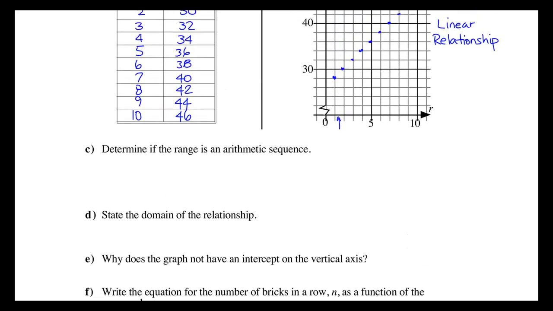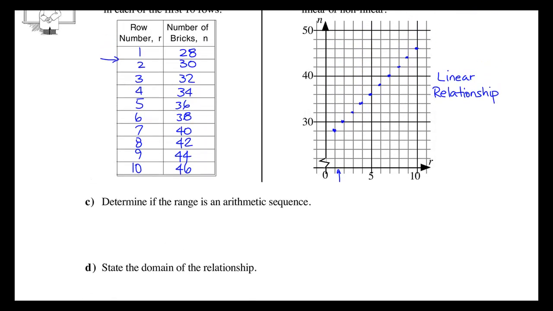So the range is the value of y up and down. Is the range an arithmetic sequence? It is. The range is an arithmetic sequence with the first term equaling 28, so A equals 28, and the difference is 2. It goes up by 2 every time. So that would be yes.